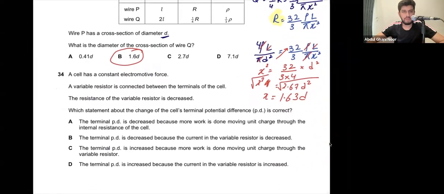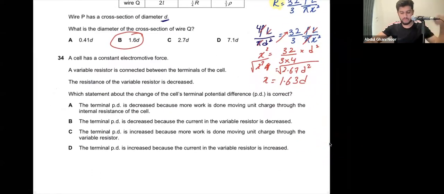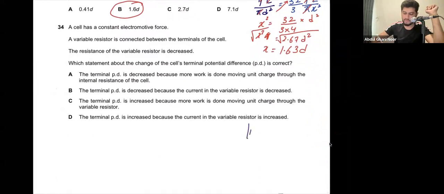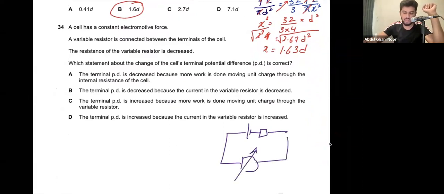Moving on to question 34. A cell has a constant EMF. A variable resistor is connected between the terminals of the cell. The resistance of the variable resistor is decreased. So you've got a cell here, and this cell has an internal resistance, and it's connected to a variable resistor. Which statement about the change of the cell's terminal potential difference is correct?